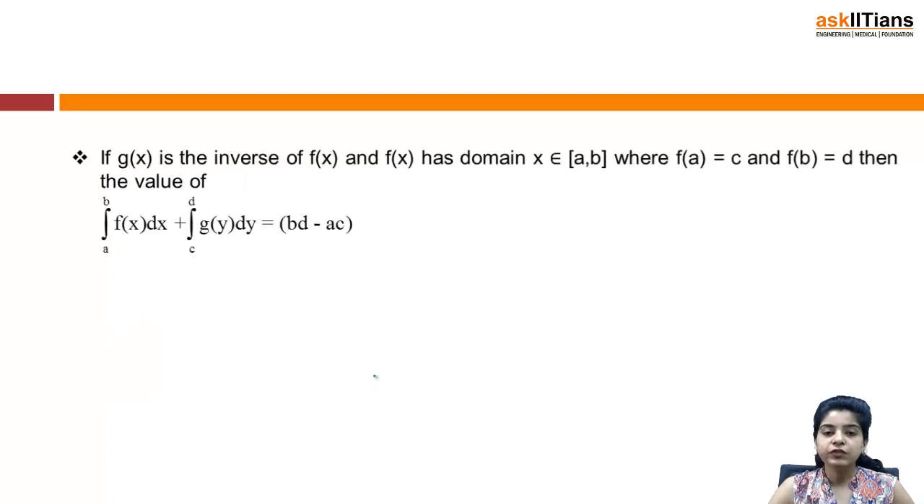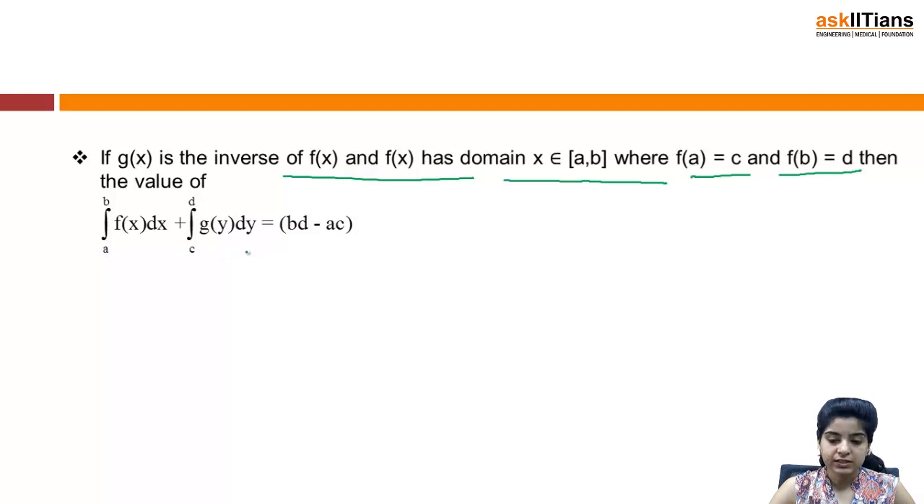Next is: if g(x) is the inverse of f(x) and f(x) has domain x belongs to [a, b], where f at a is c and f at b is d, then the integral from a to b of f(x) dx plus the integral from c to d of g(y) dy is equal to bd minus ac.